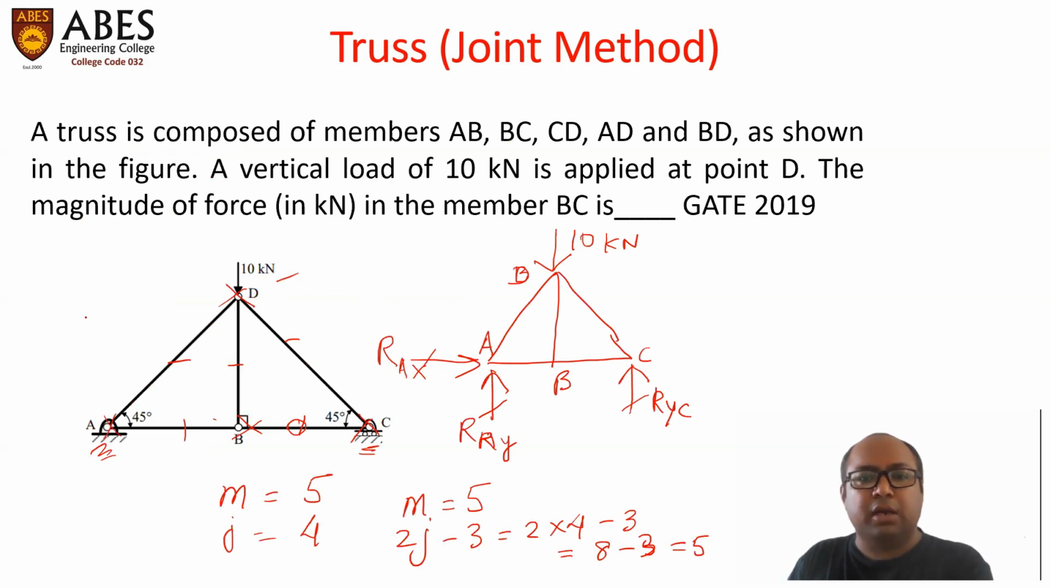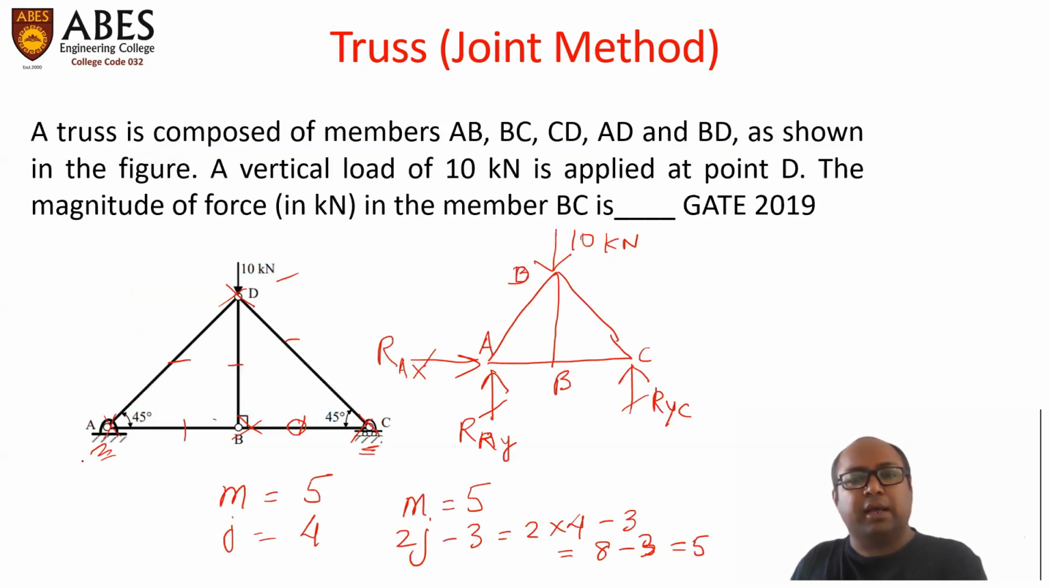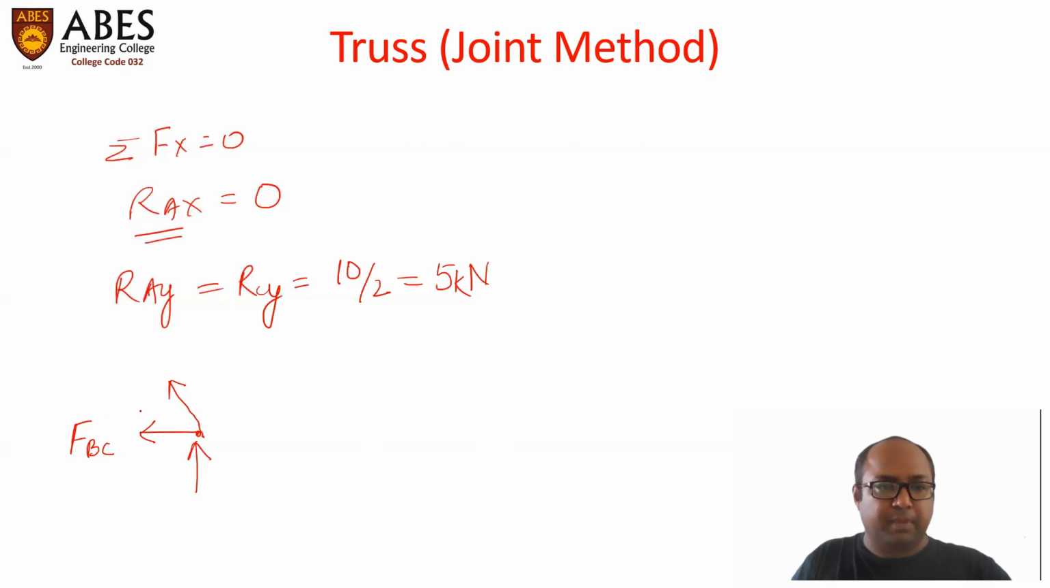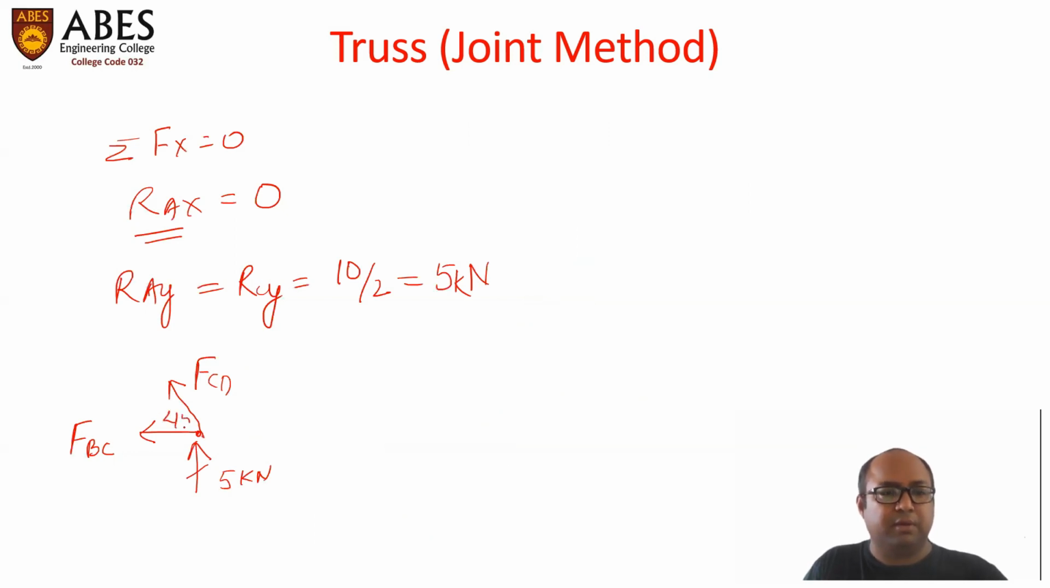So let us give names as per the alphabetical order. This force I am calling FBC, and the other one I am calling FCD. And this one is 5 kilonewton. And what is the angle between the two? The angle given is 45 degrees. You can use the concept of Lami's theorem, because now this becomes a coplanar concurrent force system. But I will use the concept of resolving the forces and then equating them to 0 using the equations of equilibrium.